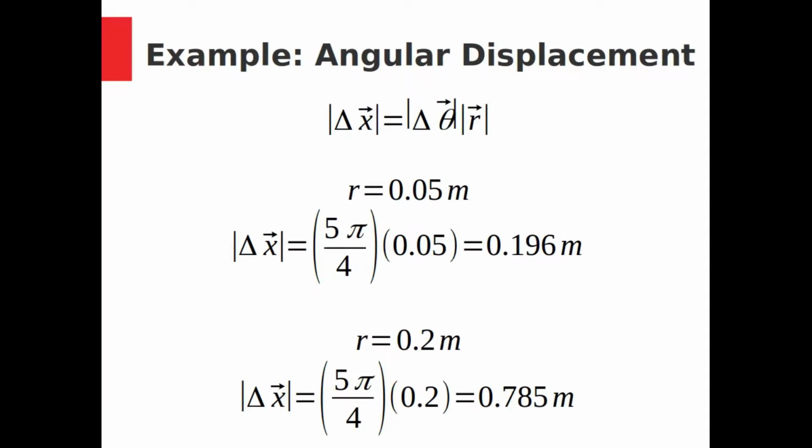So, if the innermost sticker was located 0.05 meters from the center, given that its angular displacement was 5 pi over 4 radians, it traveled a linear distance of 0.196 meters. And if the outermost sticker was located 0.2 meters from the center, given that its angular displacement was also 5 pi over 4 radians, it traveled a linear distance of 0.785 meters.